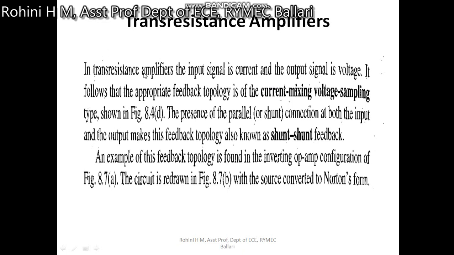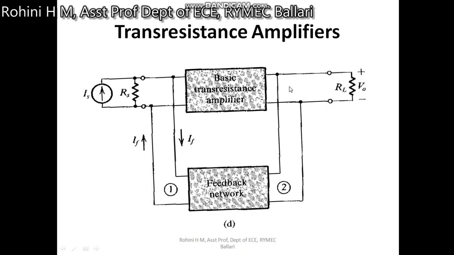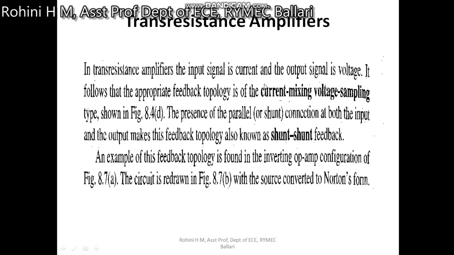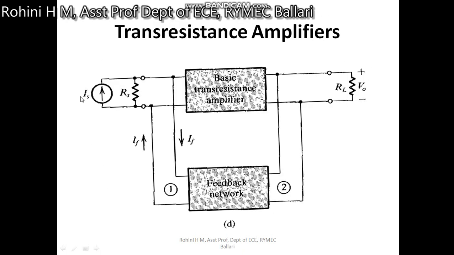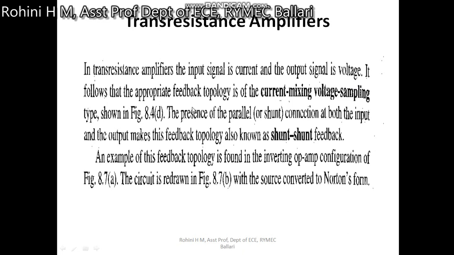So in the trans resistance amplifier, the input signal is current whereas the output signal is voltage. It follows that the appropriate feedback topology is current mixing and voltage sampling. So here, the source current is mixed with the feedback current. The presence of the parallel connection at both input and output gives this feedback topology the name shunt feedback.